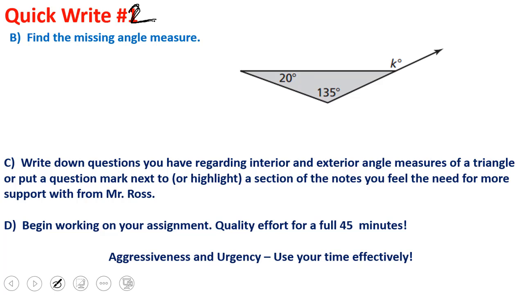And part B, finding the exterior angle measure K. Now I want to draw this triangle real fast, label it appropriately, and then do your quick write. Remember to write down any questions you have regarding interior and exterior angle measures. Ladies and gentlemen, you can begin working on your assignment.